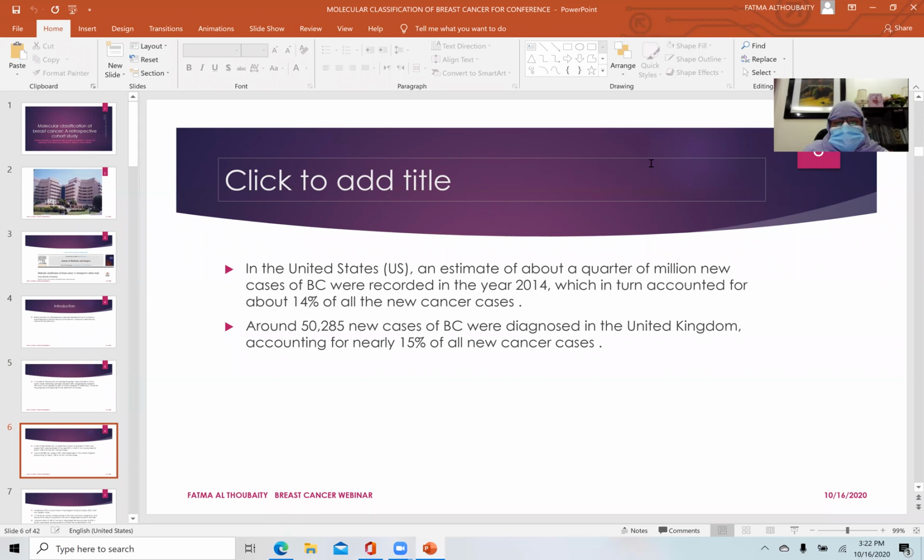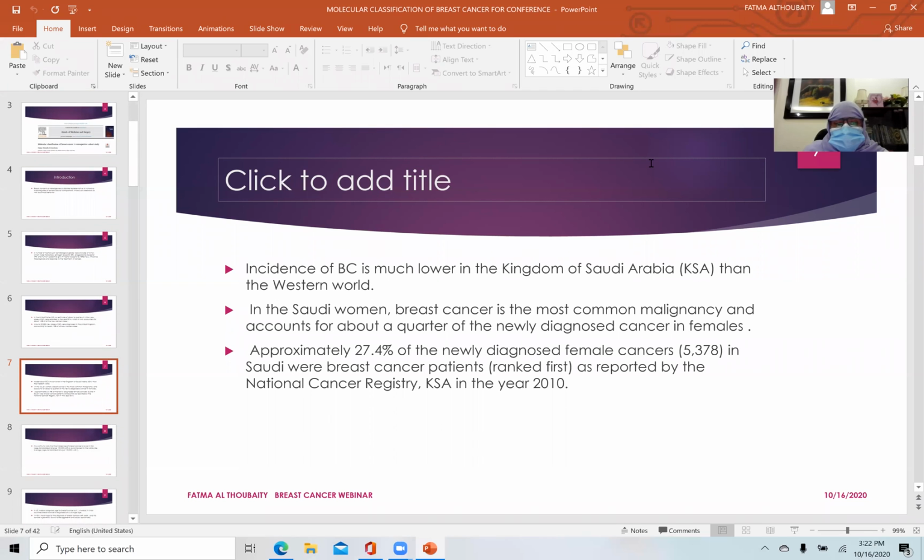cancer. In the United States, an estimate of about 250,000 new cases of breast cancer were recorded in the year 2014, which in turn accounted for about 14% of all new cancer cases. In the United Kingdom, about 15% of all new cases of cancer. Incidence of breast cancer is much lower in the Kingdom of Saudi Arabia.